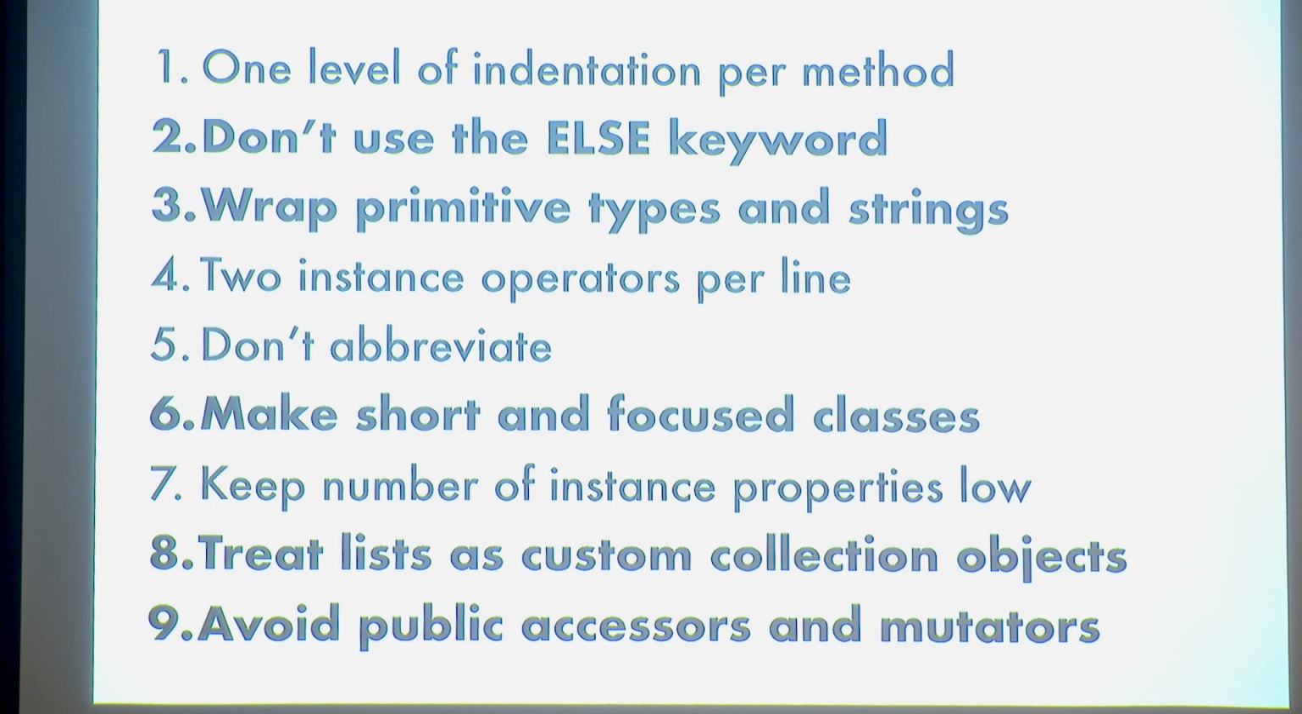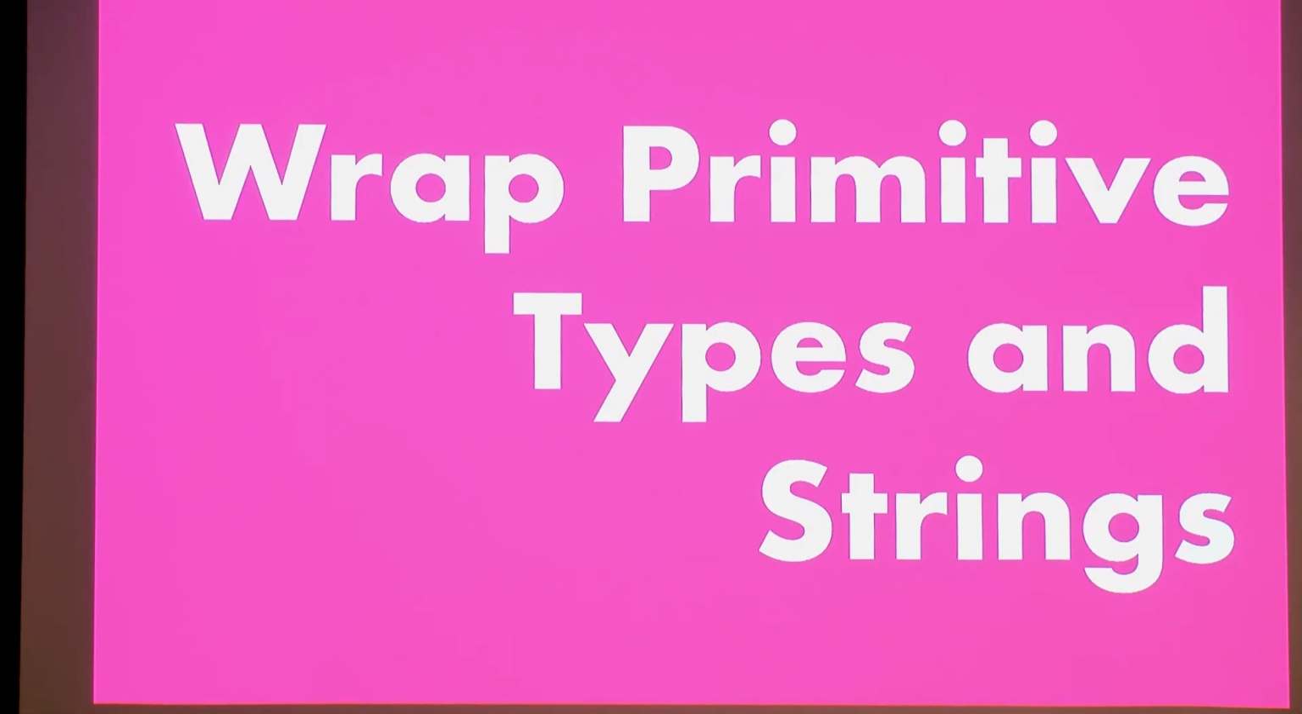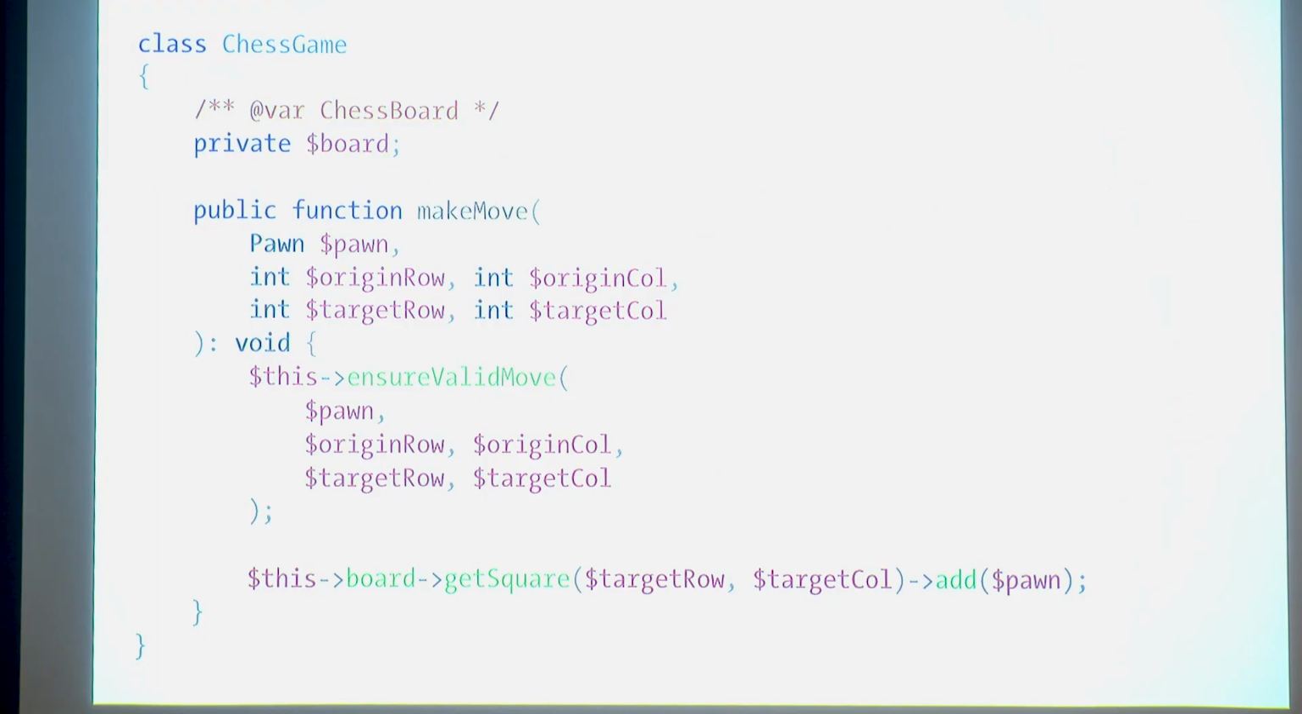Treat list as custom collection object. So basically, instead of using arrays, you will create collection objects. And my favorite, avoid public accessors, like avoid public getters and setter methods. So that's an example, the first one, wrap primitive types and strings. I will not go over the ninth, but the most important ones.